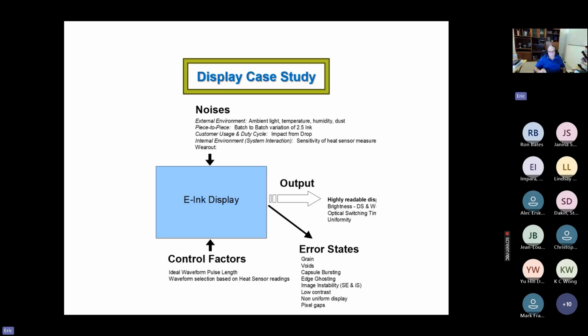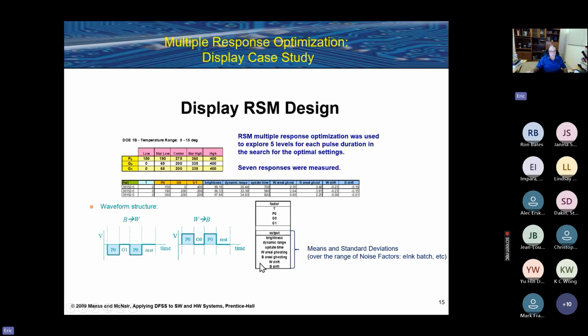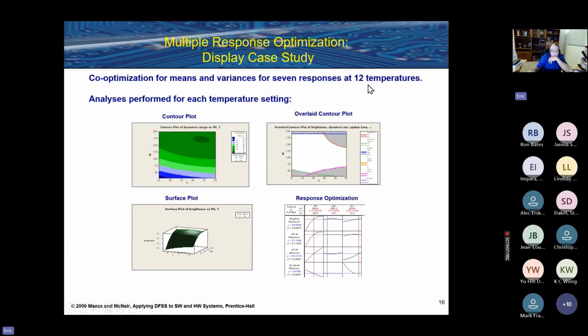Now this was a set of seven requirements, measurable requirements, and for each of them, the mean and the standard deviation over the range of the noise factors. So a total of 14 requirements, 7 means, 7 standard deviations. And we did a response surface design with 5 levels for each of the factors, shown over here. And then we optimized, co-optimized, meeting all the requirements at every one of 12 temperatures.